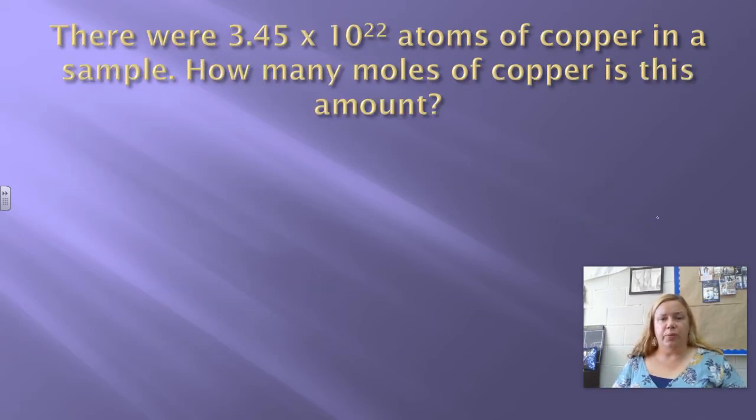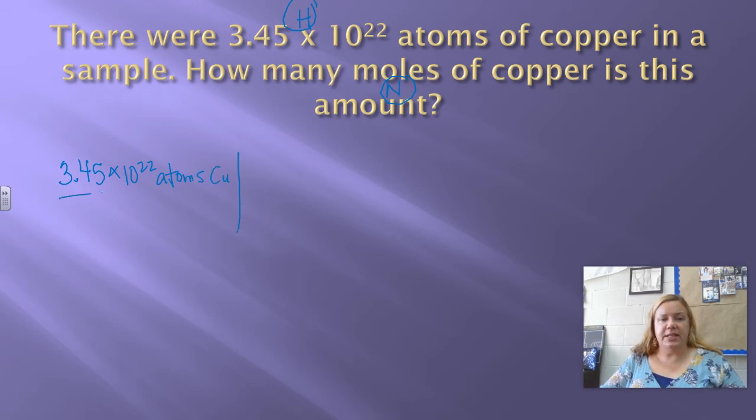This time, there were 3.45 times 10 to the 22nd atoms of copper in a sample. How many moles of copper is this amount? So here's your have. This is what you know you have, and that's 3.45 times 10 to the 22nd atoms. Now this is what we need, moles. So we're going to go again from atoms to moles, and we're going to use Avogadro's number. We always start with what we have, 3.45 times 10 to the 22nd atoms of copper.